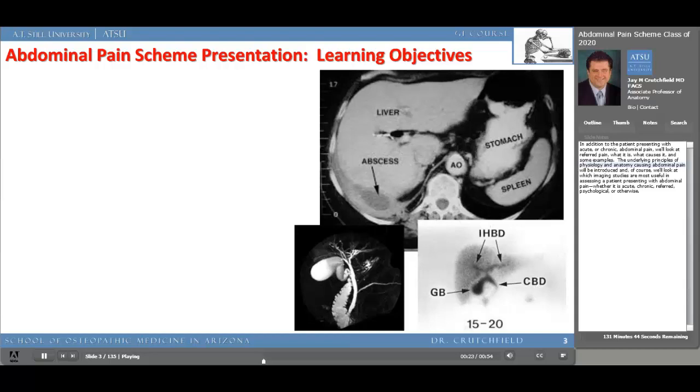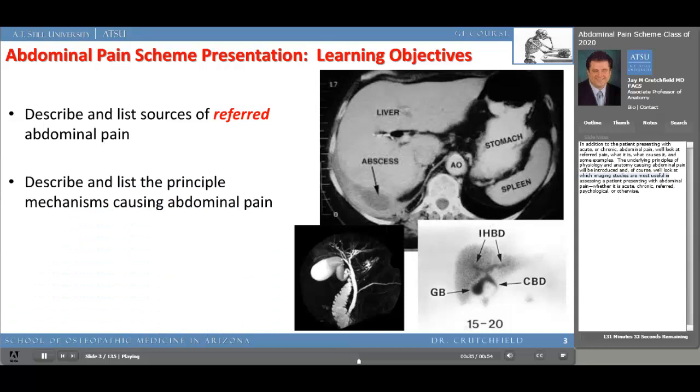or otherwise. Continuing with some learning objectives, we'll need to describe and list sources of referred abdominal pain, and we also need to describe and list the principal mechanisms causing abdominal pain, and also ordering the proper imaging in evaluating a patient who has abdominal pain. We won't go through all of the imaging techniques. You'll have that in other lectures, but you do need to get down some of the basics. We'll try to do that here.